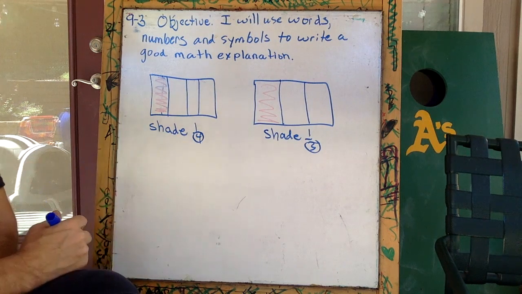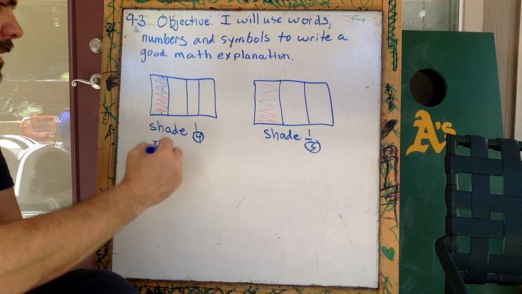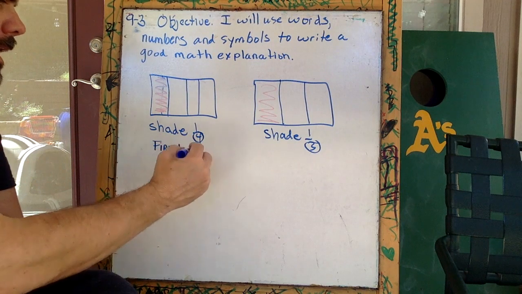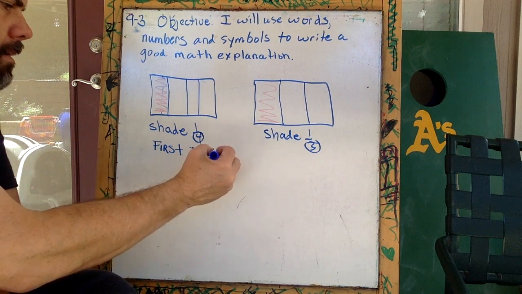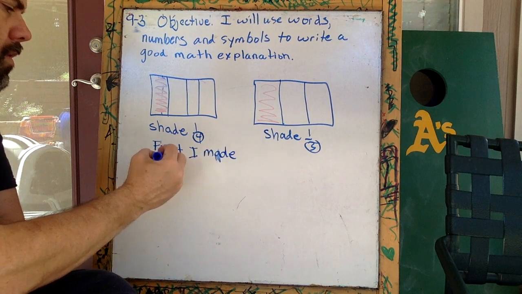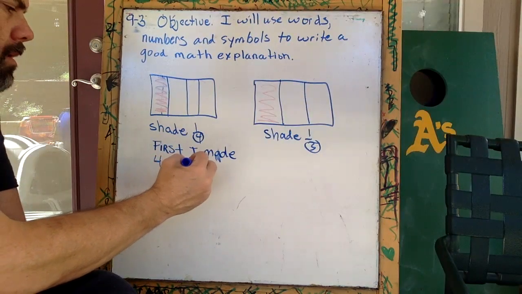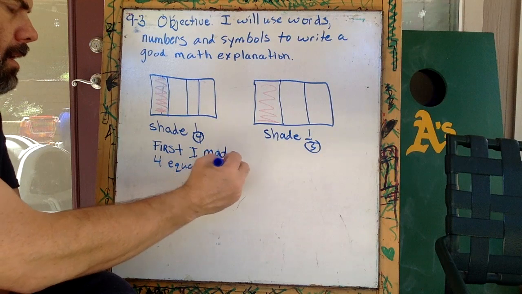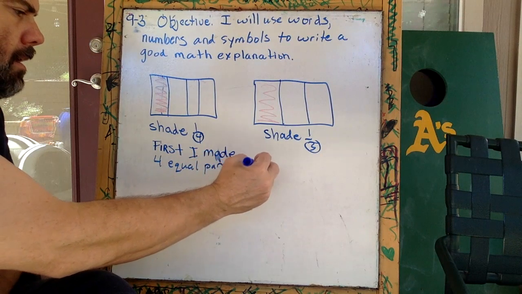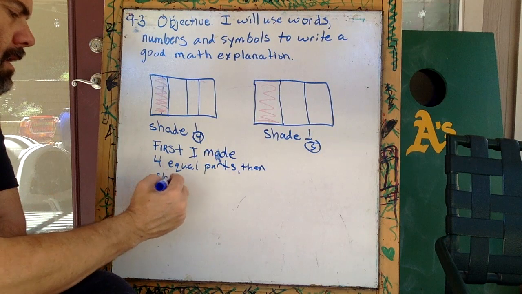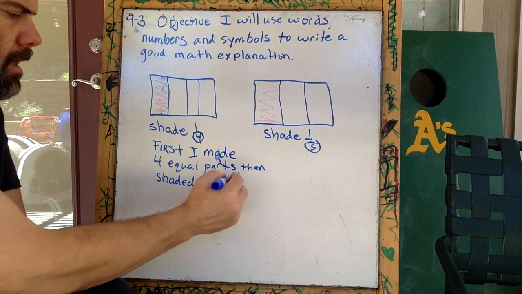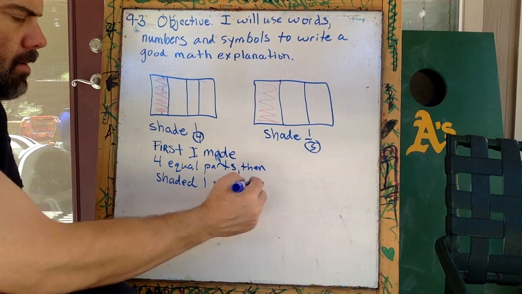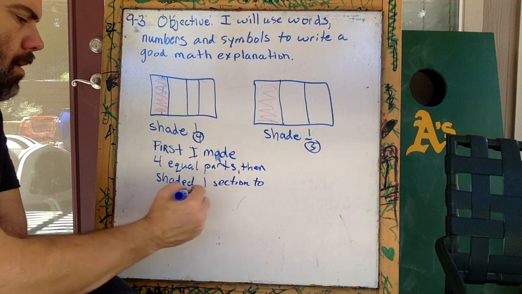One way we can write this, for this rectangle, is: first I made 4 equal parts, then shaded one section to show 1/4.